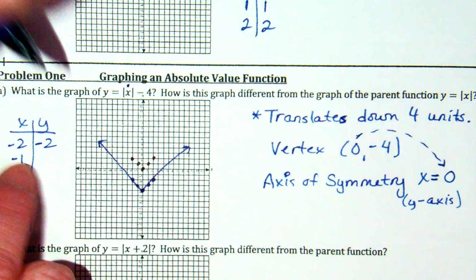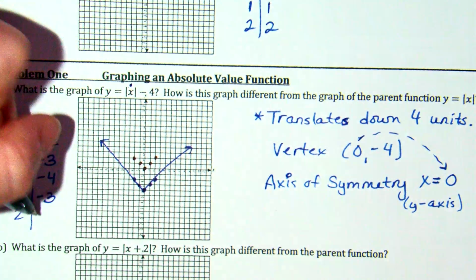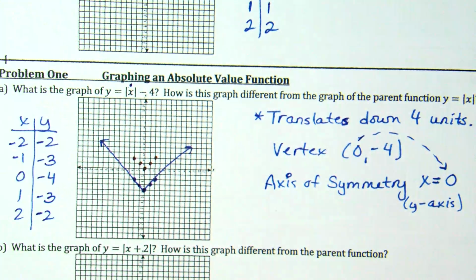We take the -2, we put it in here. What's the absolute value of -2? 2. And then 2 minus 4 is -2. Put in -1. Absolute value of -1 is 1. 1 minus 4? -3. 0. Absolute value of 0 is 0. 0 minus 4? -4. Put in 1 and it's going to be 1 minus 4 is -3. Put in 2. 2 minus 4 is -2.